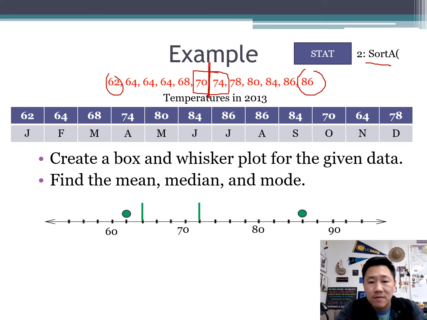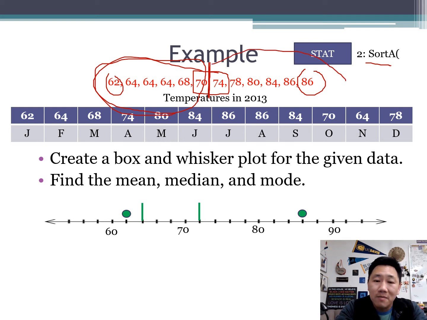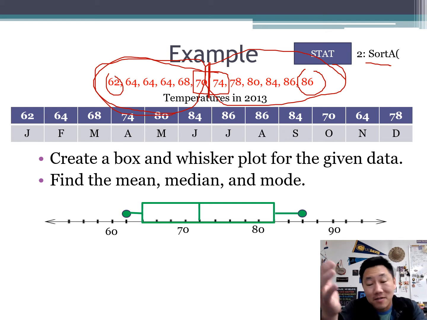We take their average. And then to get the lower quartile, you take the lower half of your data and you find its middle, and it was 64. To get the upper quartile, you take the upper half, and then you find its middle. Looks like it's 82. Draw in the little box, draw in the whiskers, and there you have a box and whiskers. Ta-da! Not too bad.